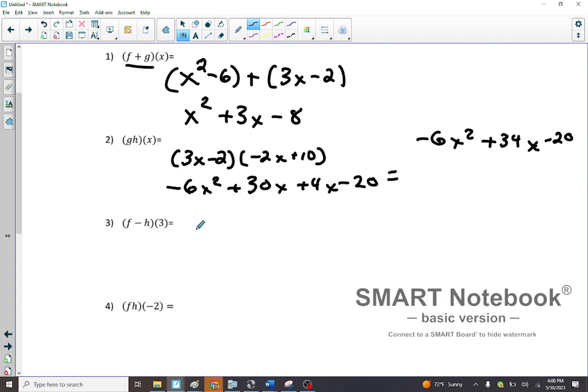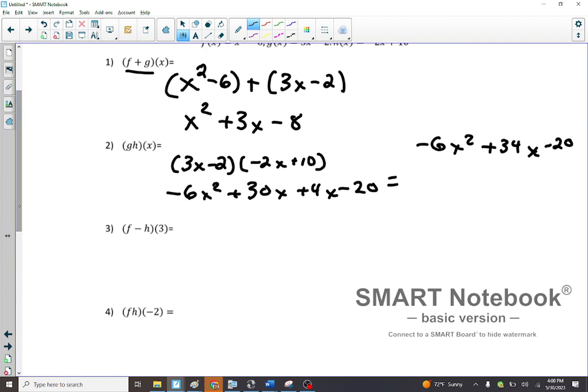All right, so f minus h of 3. Now remember, if there's a number 3 here, that means I'm going to plug 3 into the f and the h. So f was x squared minus 6, so I'm going to rewrite this as 3 squared minus 6, minus my h with a 3 in it, which is negative 2 times 3 plus 10.